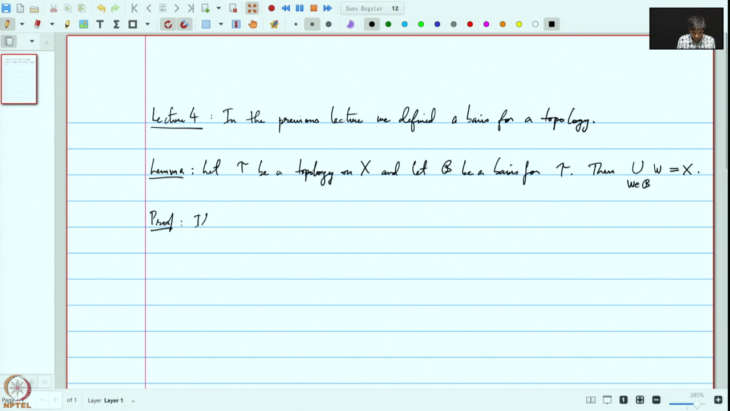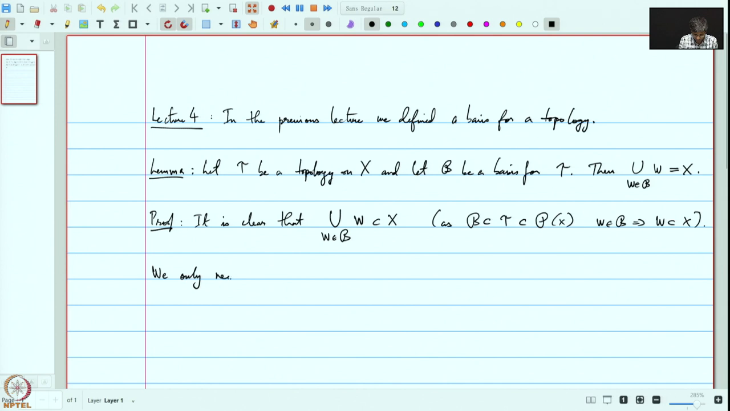It is clear that the union over all W in B is contained in X, as B is a subset of tau, which is a subset of the power set of X, and so W belongs to B implies W is a subset of X. And we are just taking the union, so we only need to prove the reverse inclusion.